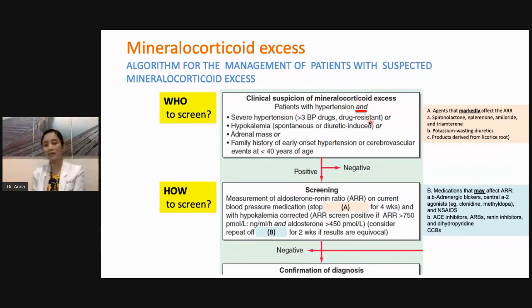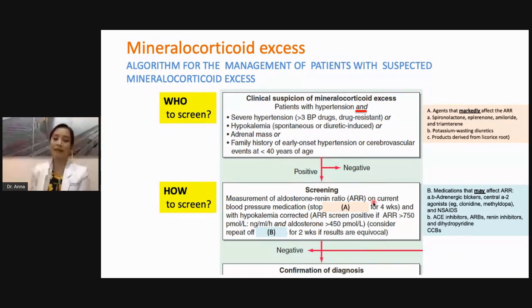So usually, in these patients, we avoid giving spironolactone, eplerenone, amiloride, and triamterene because this can markedly affect your aldosterone-renin ratio, which is your screening test. So in order to not affect the screening test, we try to avoid giving these first until we're sure, no? Until we've been able to do the ARR already.